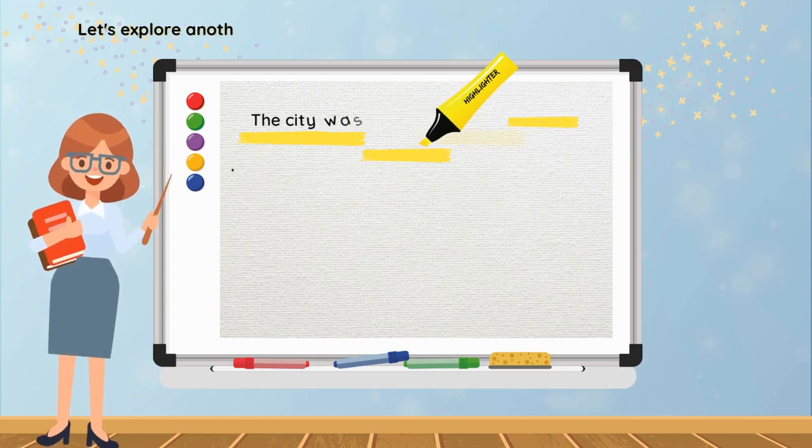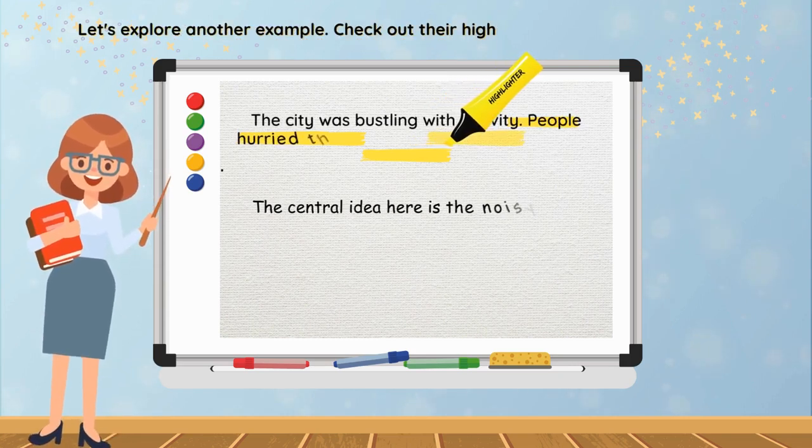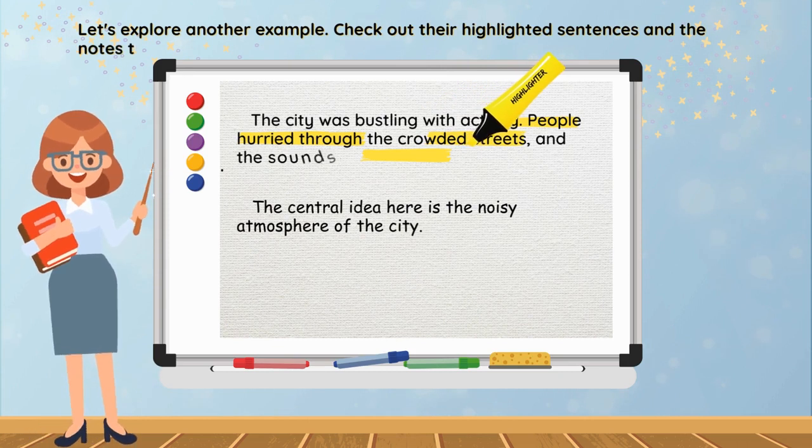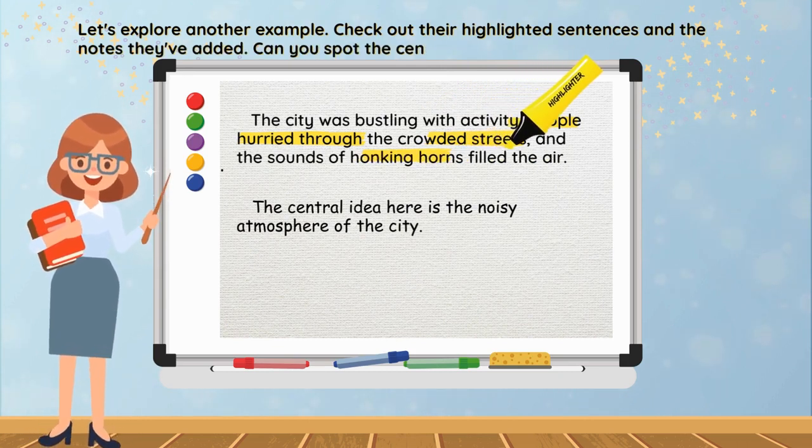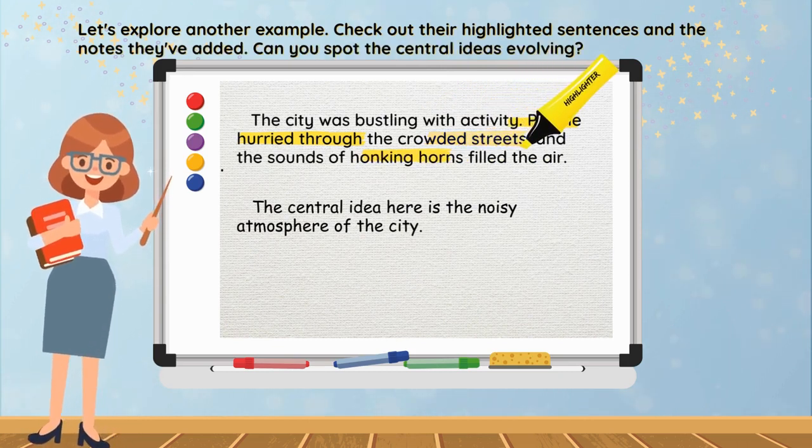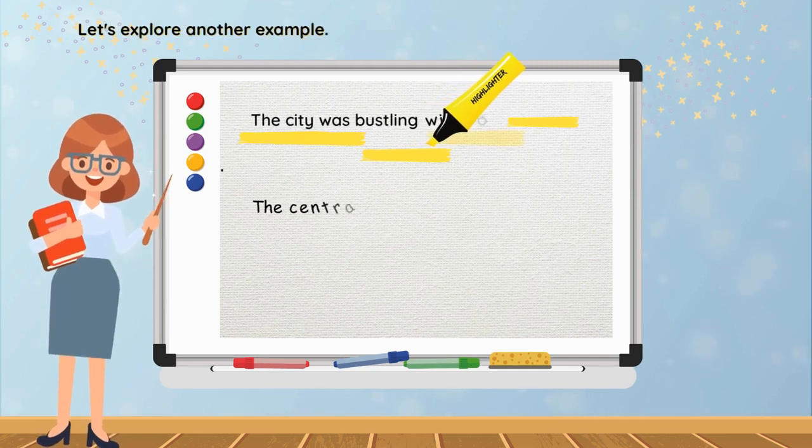Can you spot the central ideas evolving? The city was busy with activity. People hurried through the crowded streets, and the sounds of honking horns filled the air. Well, the central idea here is the noisy atmosphere in the city.